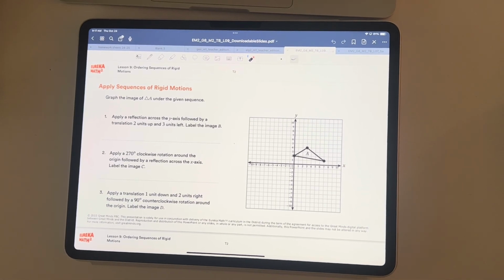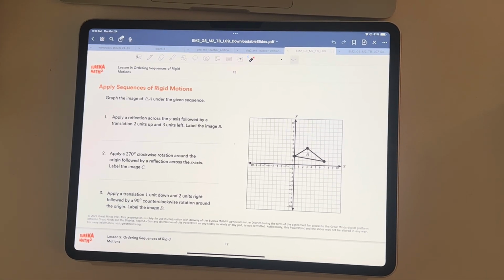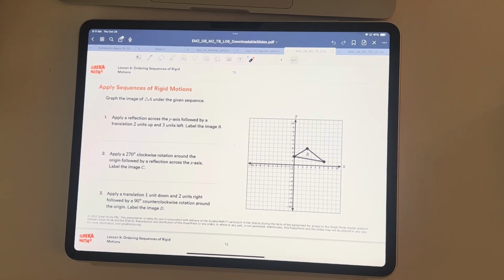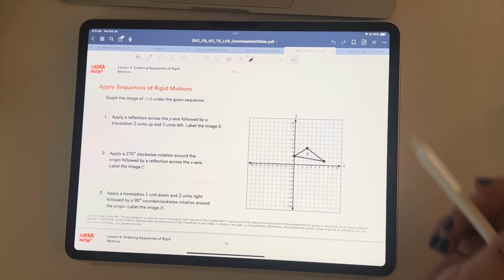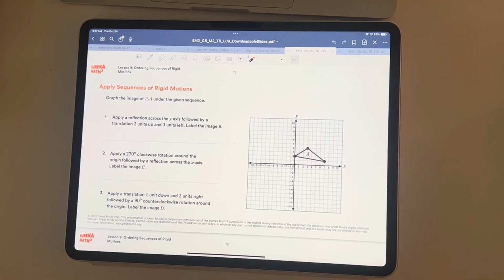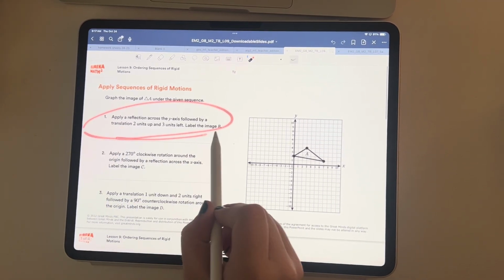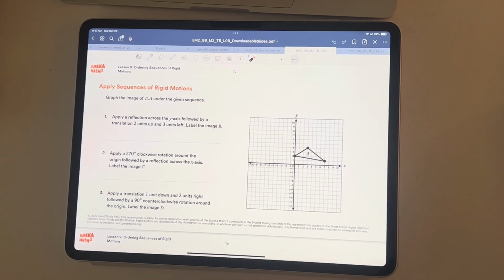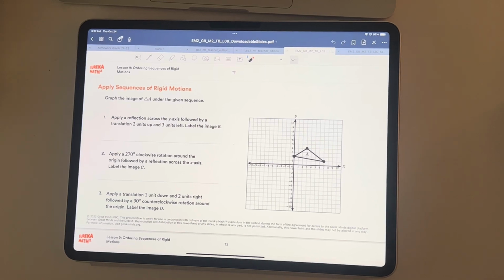So we are going to do multiple rigid motions in one problem. Is that okay? We're going to do one thing and then do another thing to it. For number 1 right here, we're going to apply a reflection across the y-axis followed by a translation 2 units up and 3 units to the left.